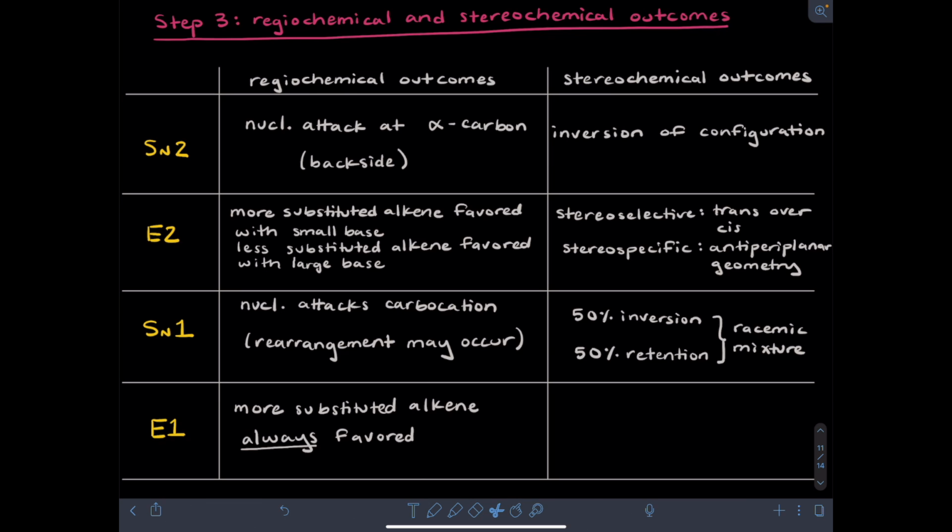For E1 reactions, the more substituted alkene product is always favored because it is more stable. And these reactions can be stereoselective in that they favor formation of trans alkenes rather than cis alkenes.